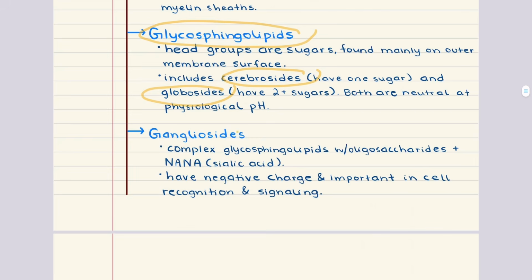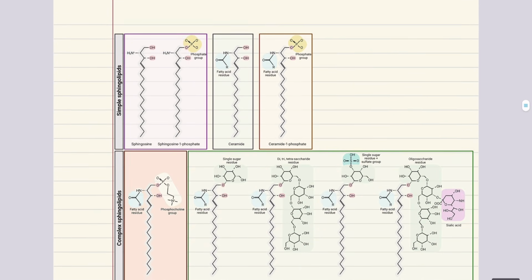Finally, we have gangliosides, which are the most complex glycosphingolipids. They contain an oligosaccharide group, meaning a short chain of sugars. This is the head group, and at least one molecule of sialic acid. Because of this sialic acid group, gangliosides actually carry a negative charge, and they're especially important in cell recognition and immune responses. And we can see all of this laid out in the figure below.